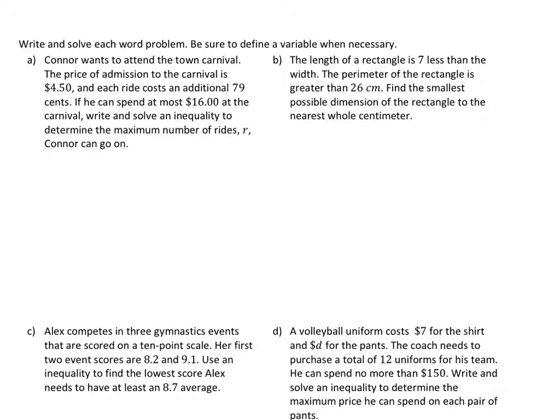On the back, part 2, write and solve each word problem. Be sure to define a variable when necessary. And that's the biggest piece. When you do define a variable, after you're in the habit of it, it's half the work. Alright, Connor wants to attend the town carnival. No important relevant information there. The price of admission to the carnival is $4.50, and each ride costs an additional 79 cents.